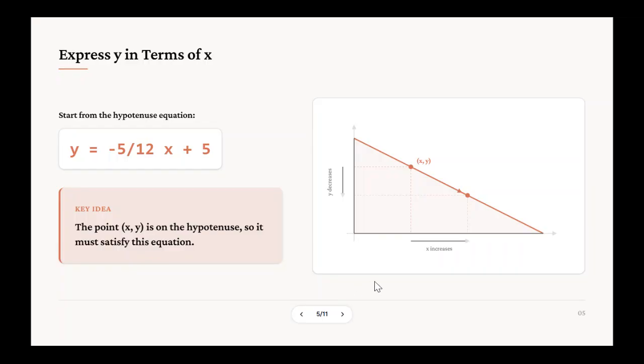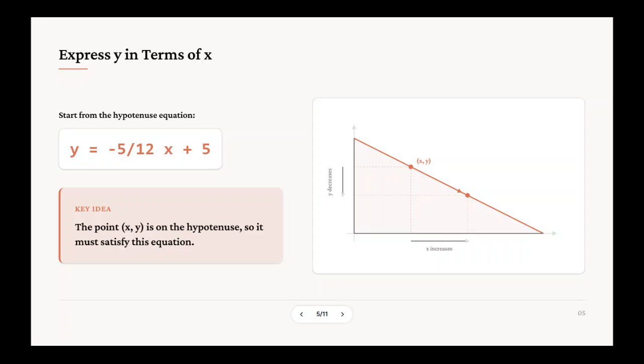Alright, now that we have our triangle sitting on the coordinate plane, we need to find a mathematical way to describe the diagonal line, the hypotenuse. In our coordinate system, the triangle corners are at (0, 0), (12, 0), and (0, 5). To get the equation of the hypotenuse, we first need to find the slope, which is just rise over run. Since the line goes down 5 units as it moves 12 units to the right, our slope m is negative 5 over 12. Because the line crosses the vertical axis at 5, our y-intercept b is 5.